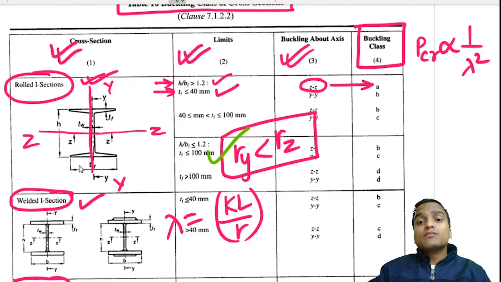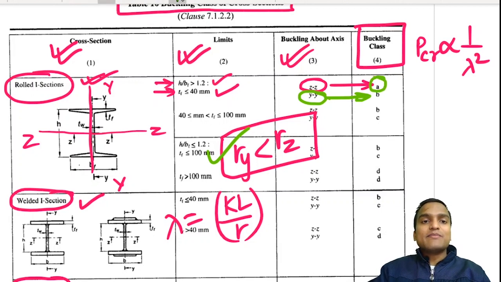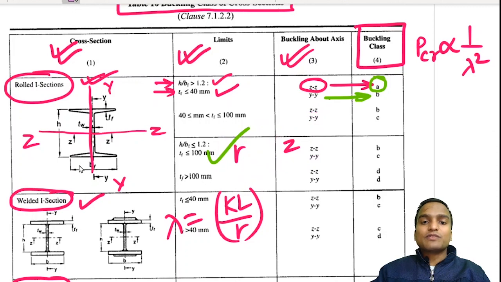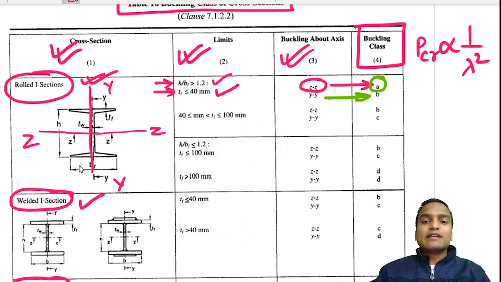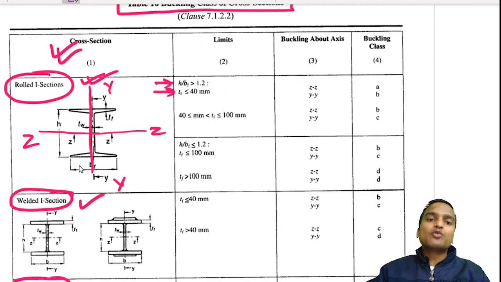So most of the time you have to choose this YY axis, and in that case the buckling class will be B. But if it is given that buckling is occurring about the ZZ axis, then the buckling class will become A. All these limits have to be checked carefully. All these values are given, and we will see in a numerical also how we do it.